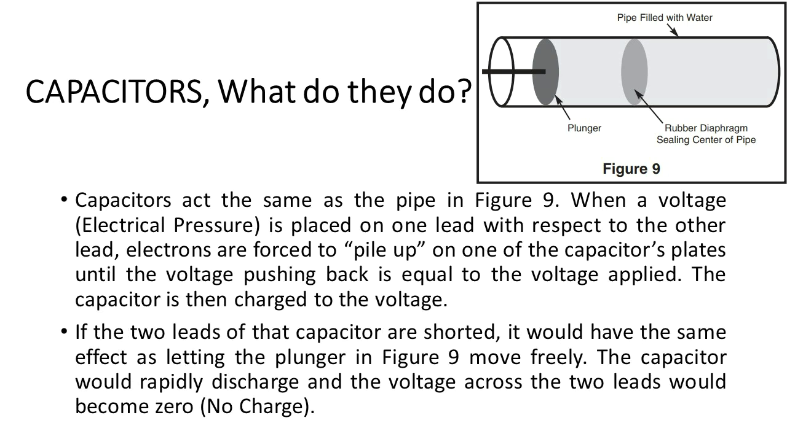Capacitors act the same as the pipe in figure 9. When a voltage is placed on one lead with respect to the other lead, electrons are forced to pile up on one of the capacitor's plates until the voltage pushing back is equal to the voltage applied. The capacitor is then charged to the voltage. If the two leads of that capacitor are shorted, it would have the same effect as letting the plunger in figure 9 move freely. The capacitor would rapidly discharge, and the voltage across the two leads would become zero.